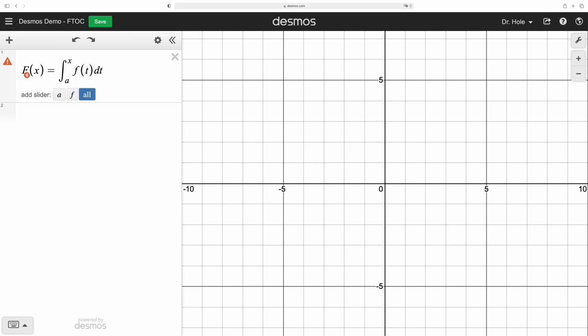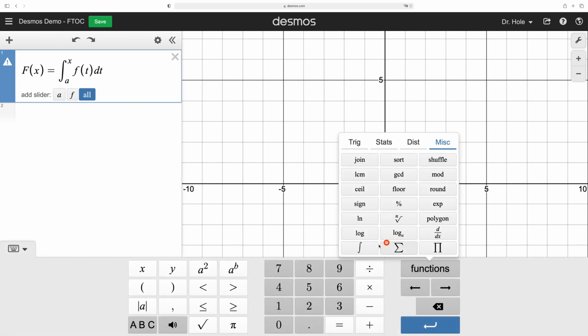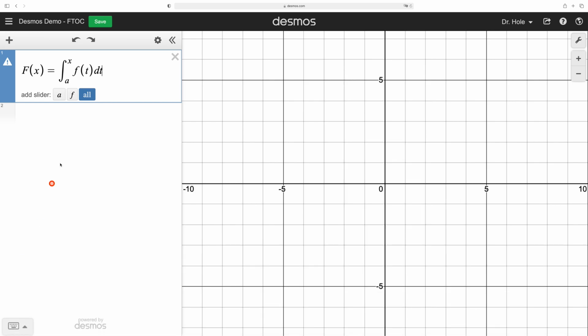I've typed in capital F of x equals 2, and then you can type in int for integral, or you can find it from the keyboard under functions, miscellaneous, and then integral. Integral lower bound a, upper bound little x, integrand little f of t, dt. Then it's prompting me to add a slider. I'm going to let the lower bound, a, be a slider.